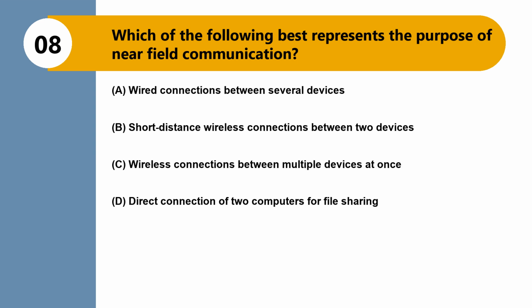Question 8. Which of the following best represents the purpose of near-field communication? Option A. Wired connections between several devices. Option B. Short-distance wireless connections between two devices. Option C. Wireless connections between multiple devices at once. Option D. Direct connection of two computers for file sharing.